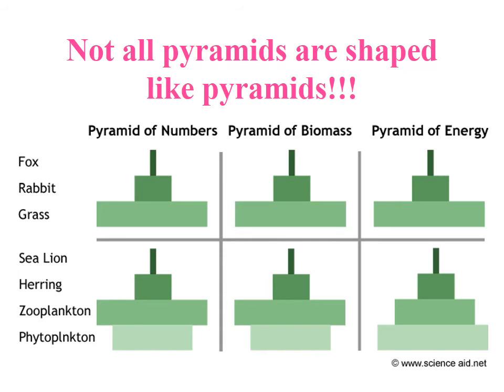However, it doesn't have to make a pyramid shape. Ideally, in this case, you're looking at the grass, the rabbit, and the fox, so a normal forest ecosystem. The pyramid of numbers, the pyramid of biomass, and the pyramid of energy all have a very fat base, then a skinnier middle and a very skinny top because of the amount of energy being lost. However, if you look at a marine ecosystem, there's actually more zooplankton than there are phytoplankton. So you can see that their pyramid is not a perfect pyramid shape.